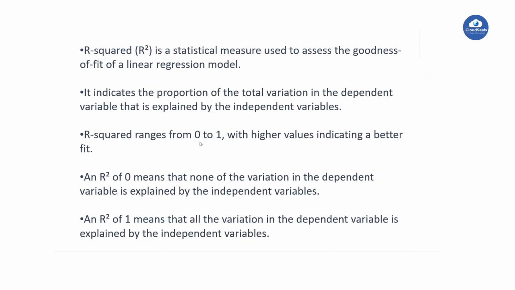So it always ranges between 0 and 1. If the R squared value is 0, that means the independent variable doesn't have any information about the dependent variable. If the R squared value is 1, that means the independent variable explains the total variation of the dependent variable. R squared 0 means there is no relation.